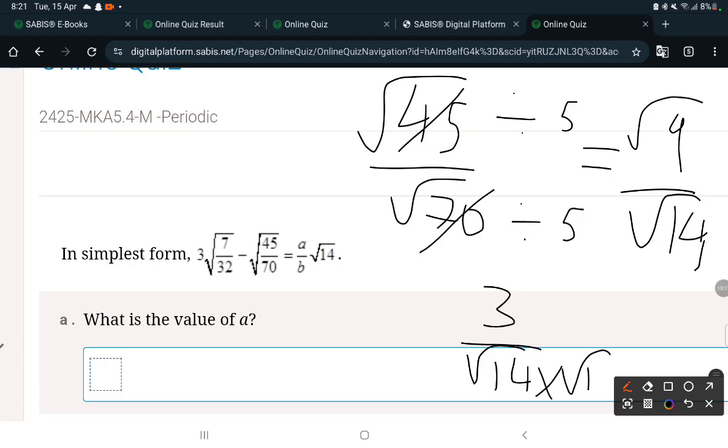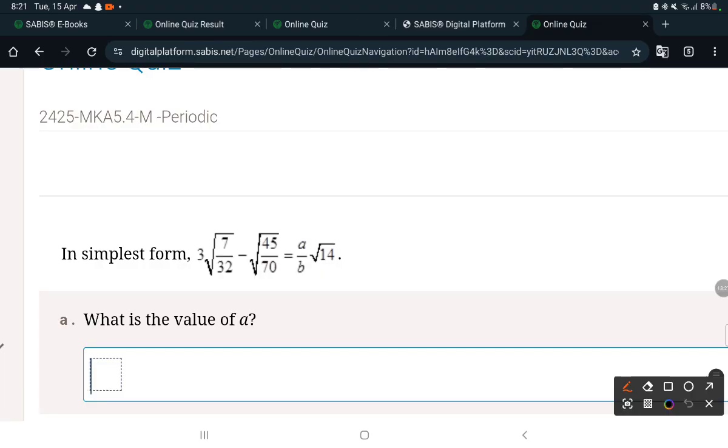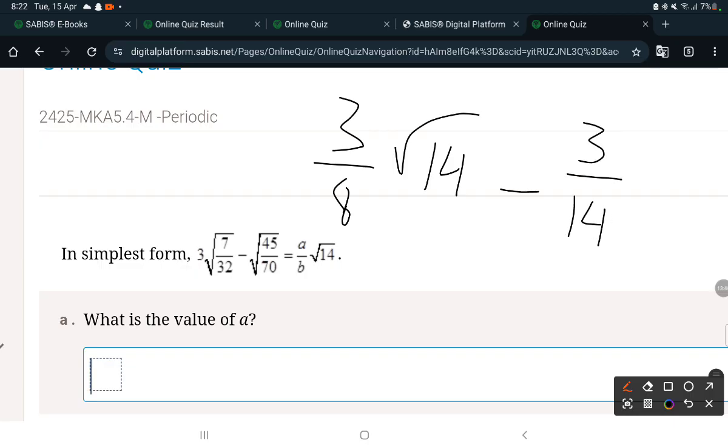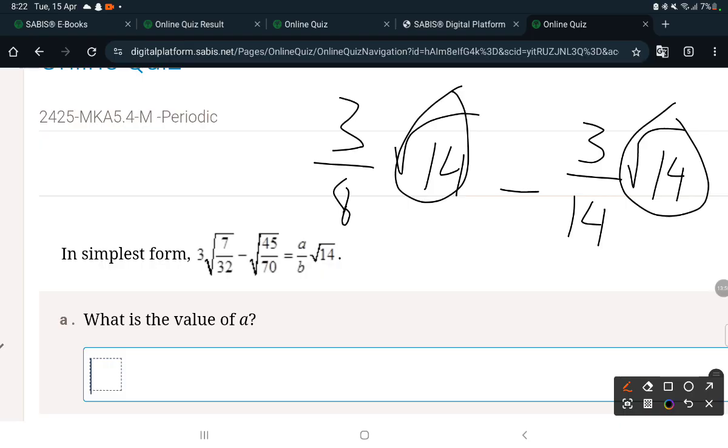Multiply by radical 14 up and down. You'll have 3 over 14 multiplied by radical 14. So the first fraction is 3 over 8 radical 14. The second fraction is 3 over 14 radical 14. Now, as I said, you leave this to the side with the radicals. You don't subtract them. So let's just forget about the radical for now. Let's put it to the side.